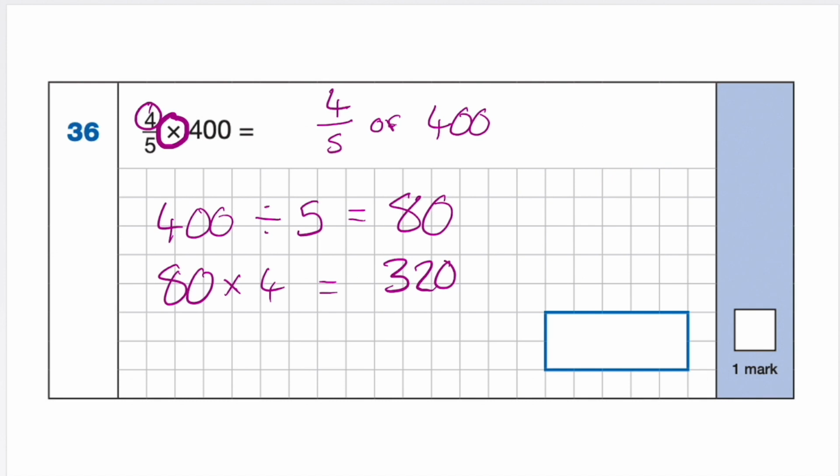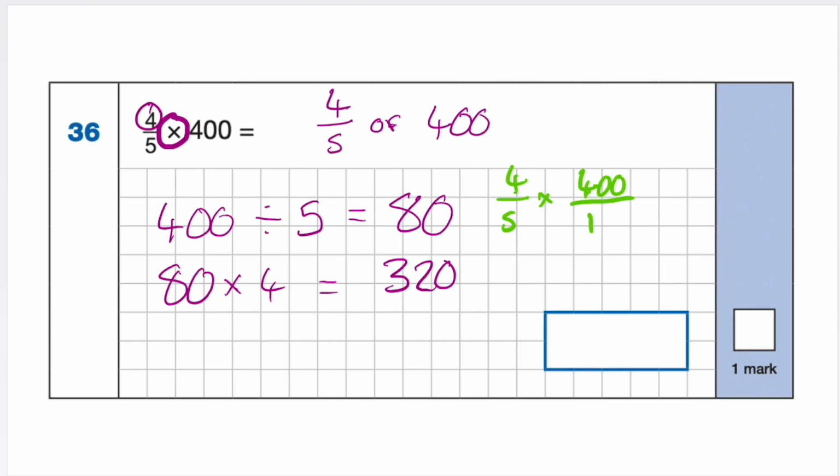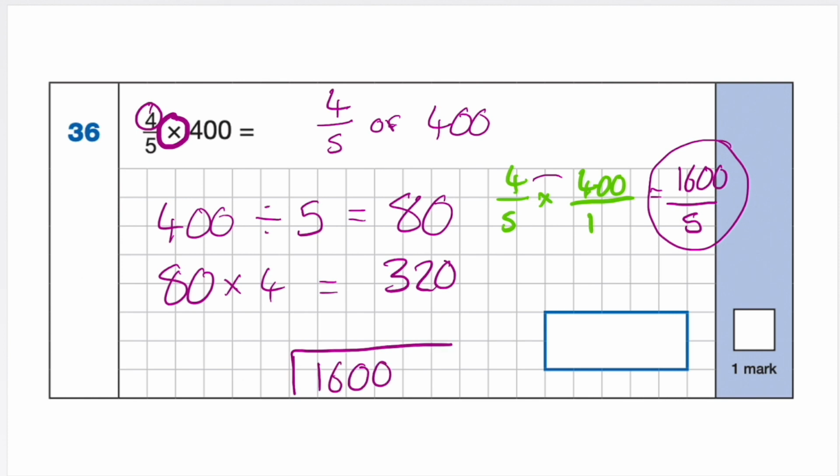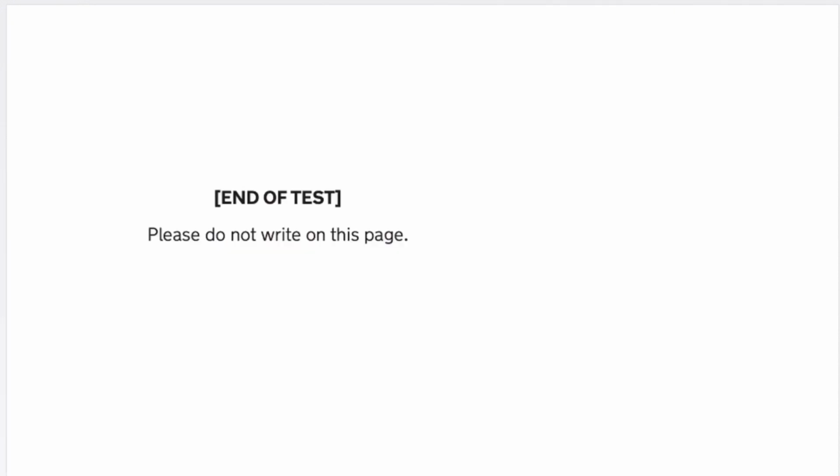What I could do is 4/5 multiplied by 400, which, remember, as a fraction would be just 400 over 1. So if I'm multiplying fractions, all I have to do is go along the rows. So 4 times 400 would be 1600, and then 5 times 1 is 5. And again, you could leave this as an improper fraction, but if you didn't want to, you could work out how many 5 wholes were in the 1600 by doing 1600 divided by 5. Same answer, 320. And there we have it.